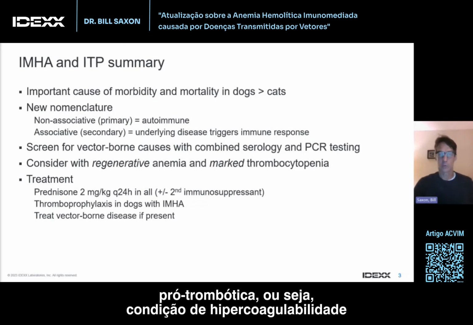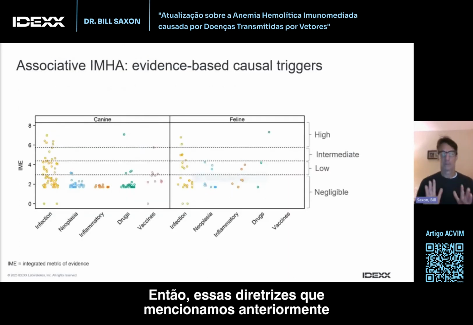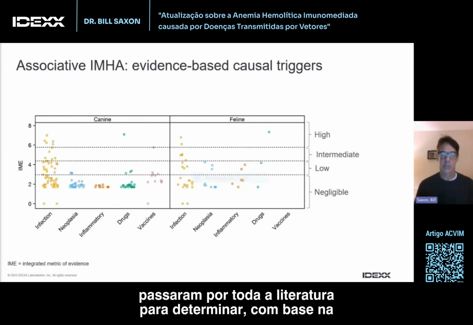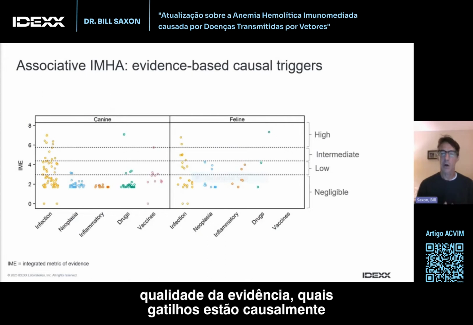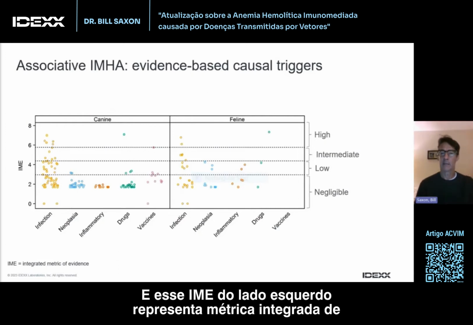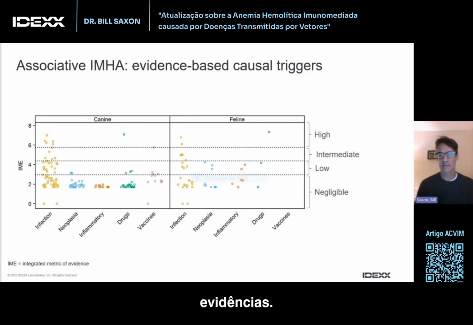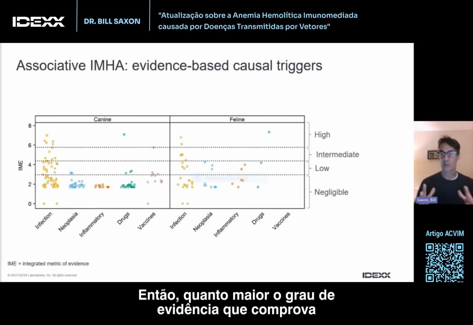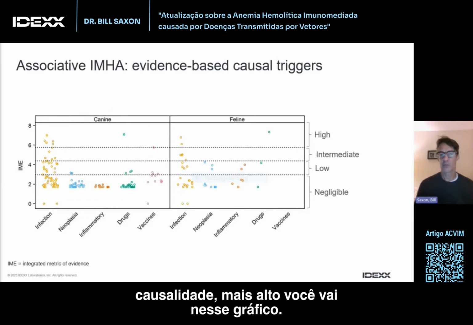So those guidelines that we mentioned earlier went through all of the literature to determine, based on the quality of evidence, which triggers are causally related to IMHA, associative IMHA. And that IME over on the left-hand side there stands for integrated metric of evidence. So the higher the grade of evidence proving causality, the higher up you go on that chart.